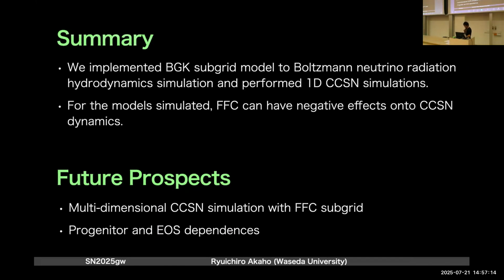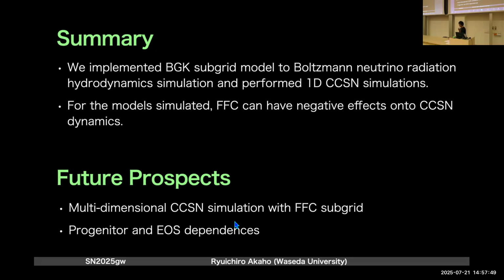So as a summary, we implemented the subgrid model of fast flavor conversion in a Boltzmann neutrino radiation hydrodynamic simulation and performed 1D supernova simulations. For the model simulations, the fiducial model didn't show a large difference with FFC, while the lower Ye model has FFC having negative effects on the collapse supernova dynamics.